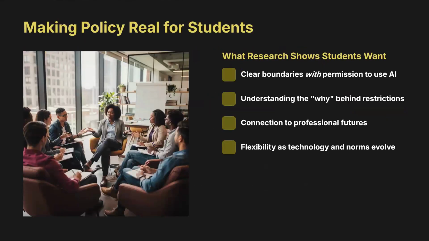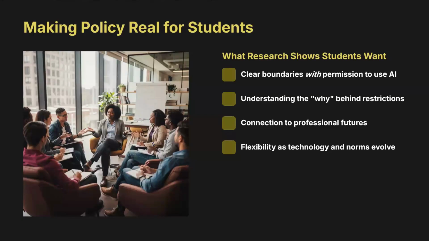So just as we're wrapping up here, and some folks probably don't necessarily want to hear this, but again, the research really shows that the students want some specific support for these things. One thing they want is those clear boundaries, and they prefer to have them with permission to use AI, but they want to know to what extent they can use AI in their given classes.